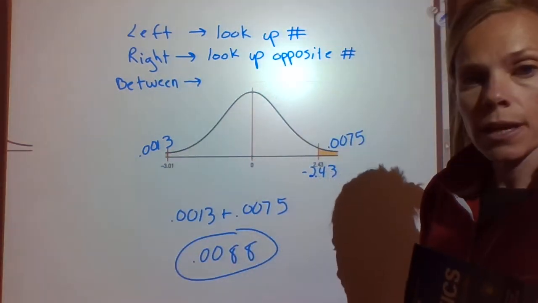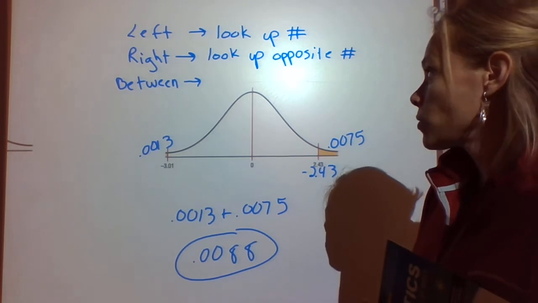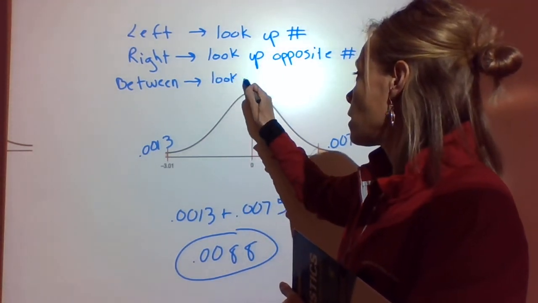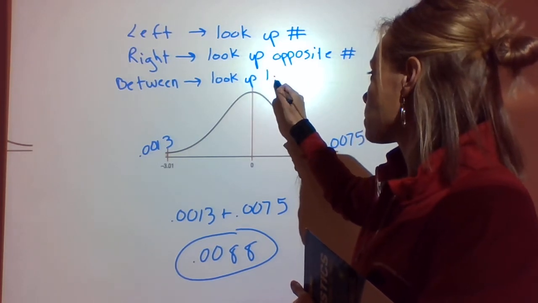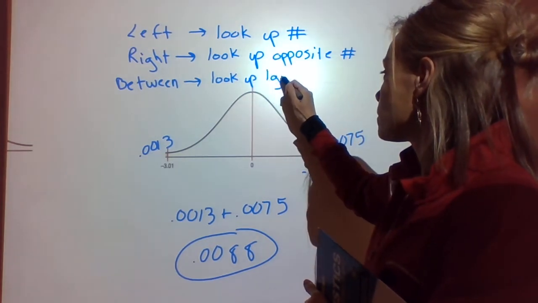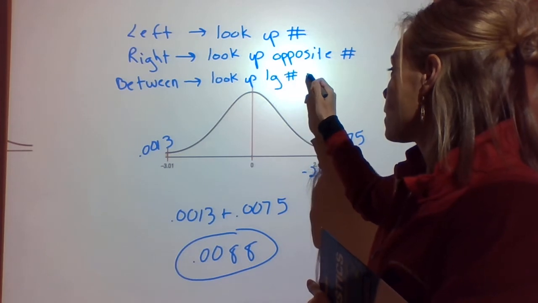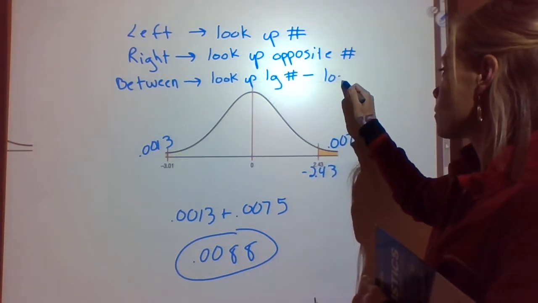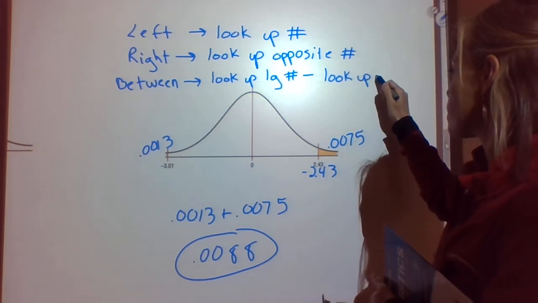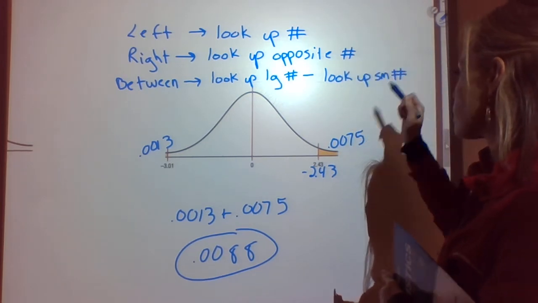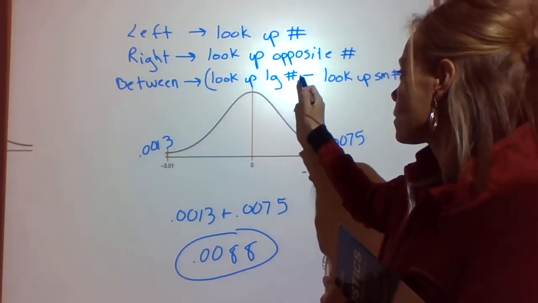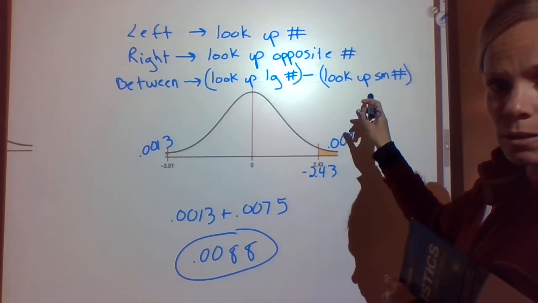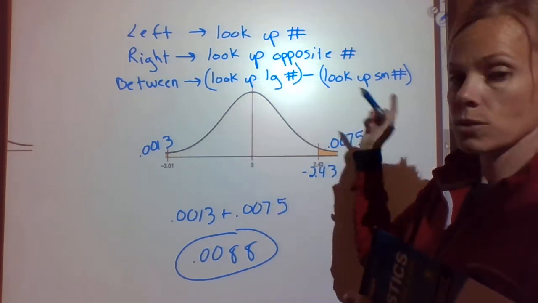Okay, when you're doing area in between, you look up the larger number and subtract it from the smaller number. So you look up the large number, find that probability, and subtract it. You look up the smaller number, and then you subtract.